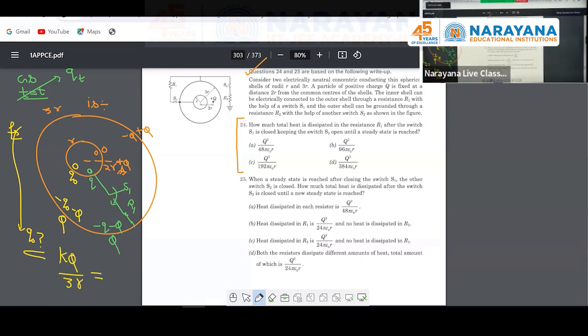And what about the inner potential at that stage? That will be the potential of the inner surface. The net potential of the inner surface is what I want all of you to write.